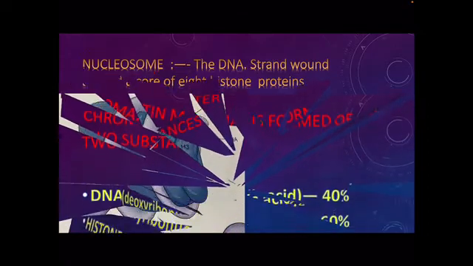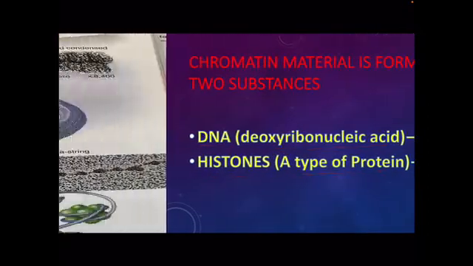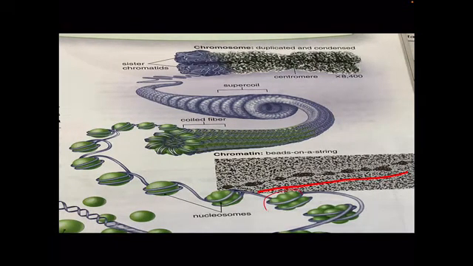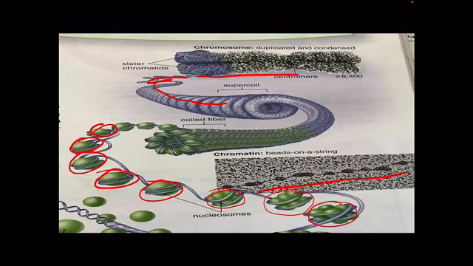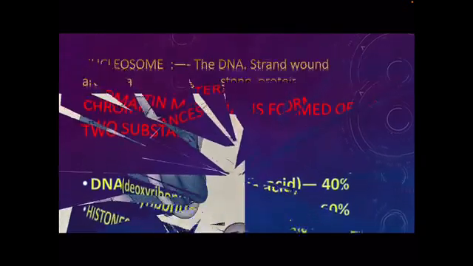Afterwards they look like this structure. You can see here, these are the nucleosomes. When they join together, they become highly coiled and then form a chromatin fiber. When the chromatin fiber gets condensed, it forms a duplicated chromosome. This genetic material is in the form of chromatin fiber, and when the cell undergoes cell division, it forms a chromosome. So this is about the chromosome.